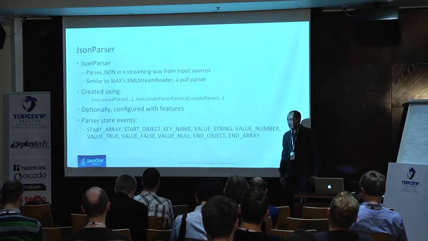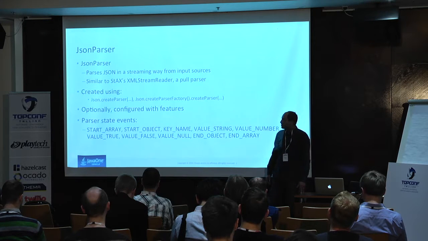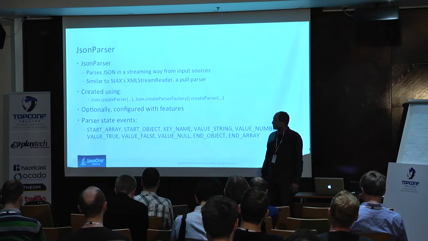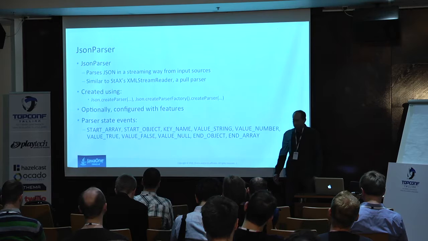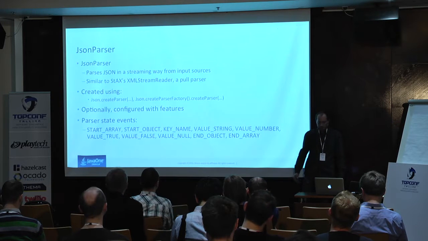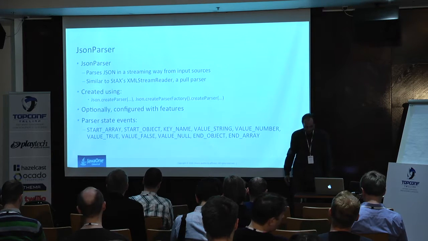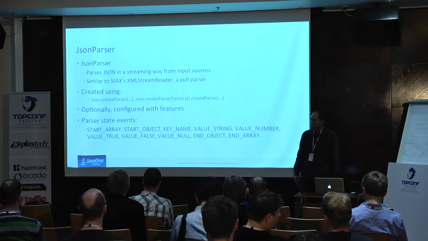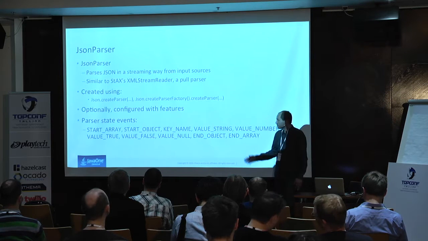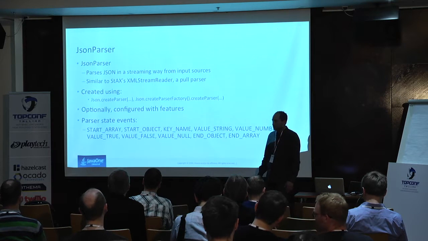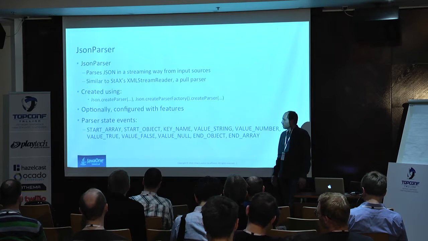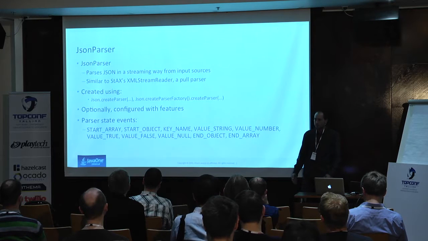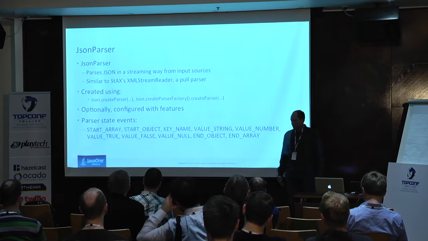One of those important classes is JsonParser, which allows you to parse JSON in a streaming fashion. It's similar to XMLStreamReader from the XML world. You can create it, as I said, through Json, either directly through the createParser method or indirectly through a factory. Using the factory has the benefit that it can be customized with optional features.